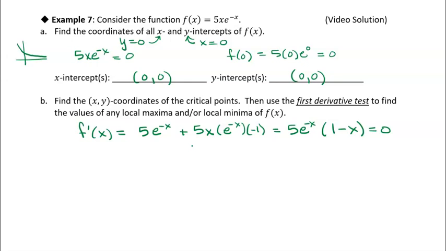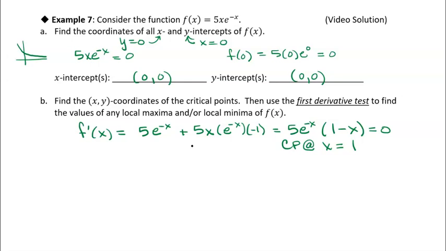Now you can see that's a lot easier when I set it equal to 0 to figure out the critical points. Again, e to the minus x is never 0, so this 5e to the minus x is never 0. The only thing that could possibly be 0 is the 1 minus x. So I have a critical point at x equals 1. That's my critical point.